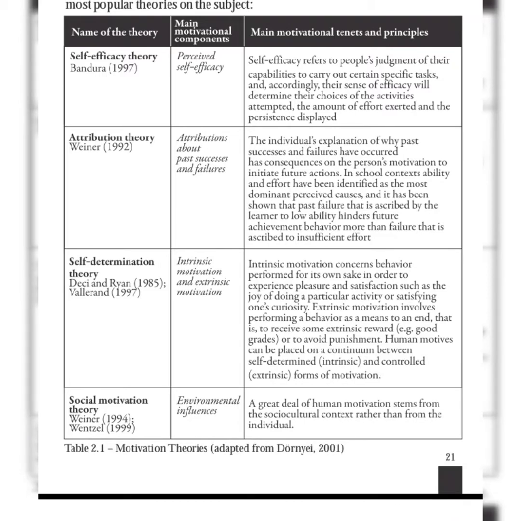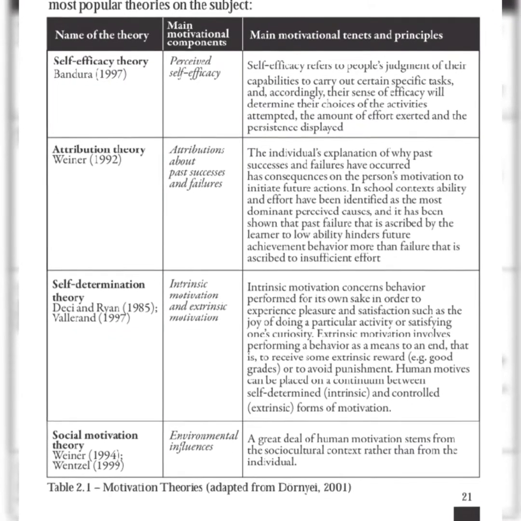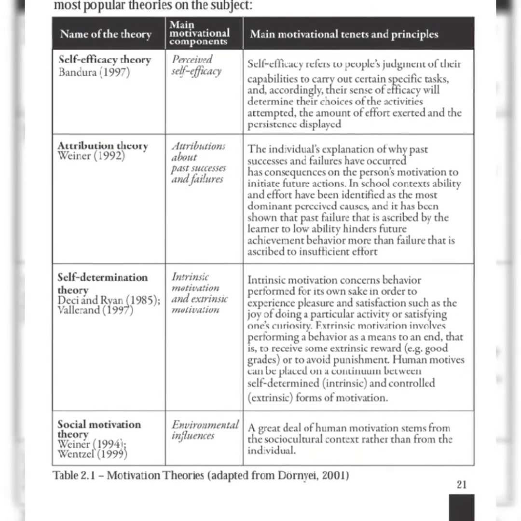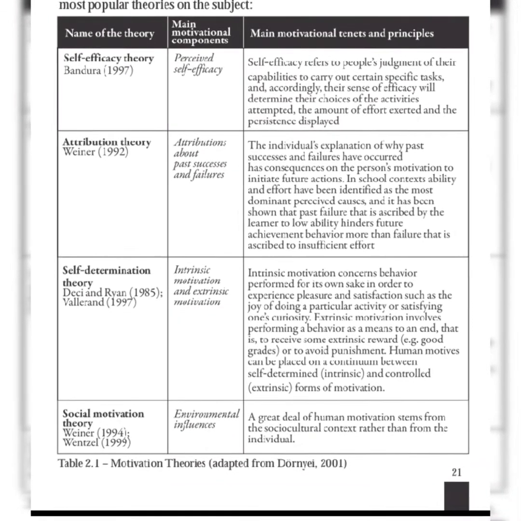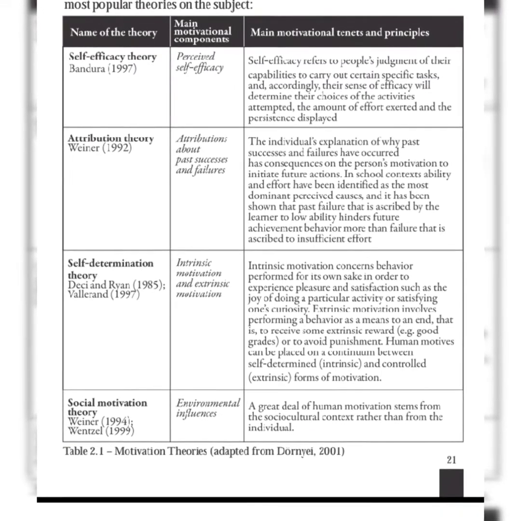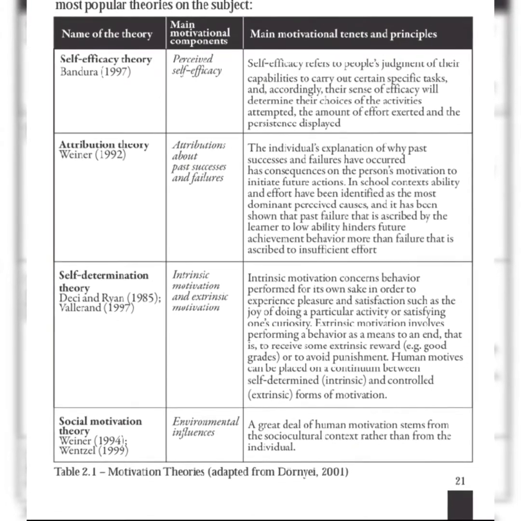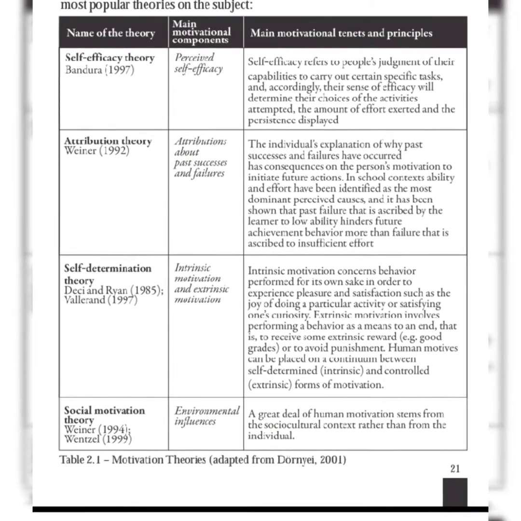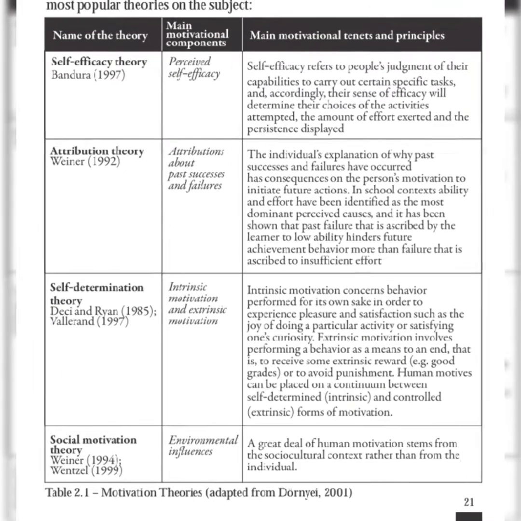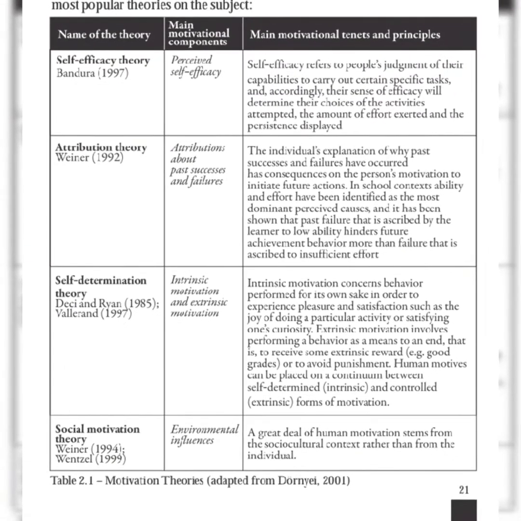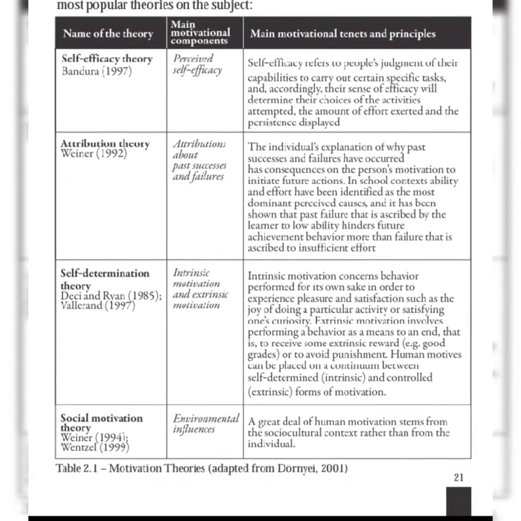The second is attribution theory by Weiner. It is how past failures can affect a person's future actions. The third is self-determination theory by Deci and Ryan. Here we talk about intrinsic and extrinsic motivation. And the last is social motivation. This has to do with how the sociocultural context influences motivation.